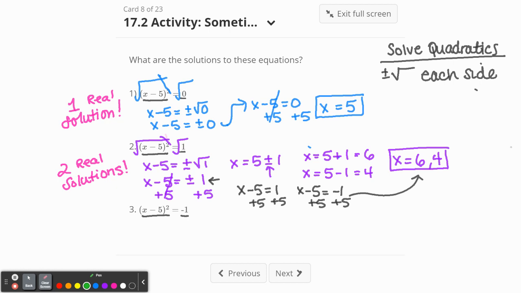On this last problem, we have (x minus 5) squared equals negative 1. I want you to go ahead and attempt this problem on your own. Pause the video and then resume when you're ready to check your answer. Go ahead and pause the video now.